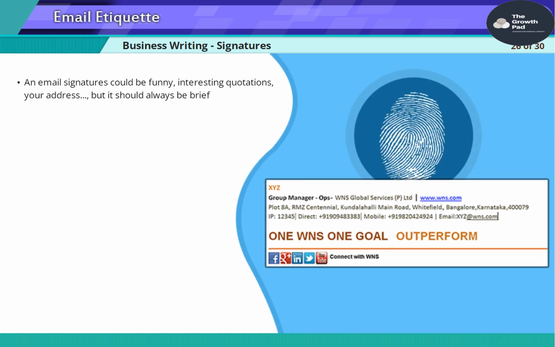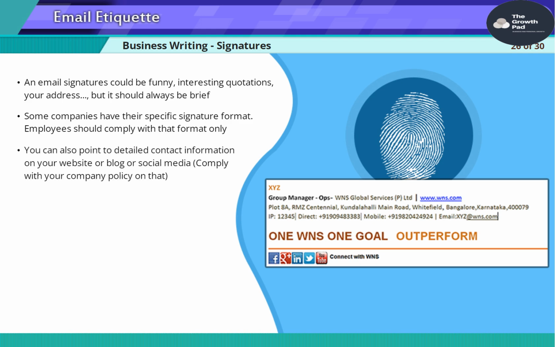An email signature could be funny, interesting quotations, your address. But it should always be brief. Some companies have their specific signature format. Employees should comply with that format only. You can also point to detailed contact information on your website or blog or social media. Comply with your company policy on that.